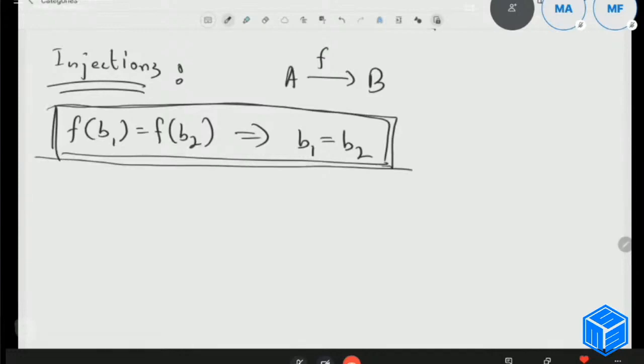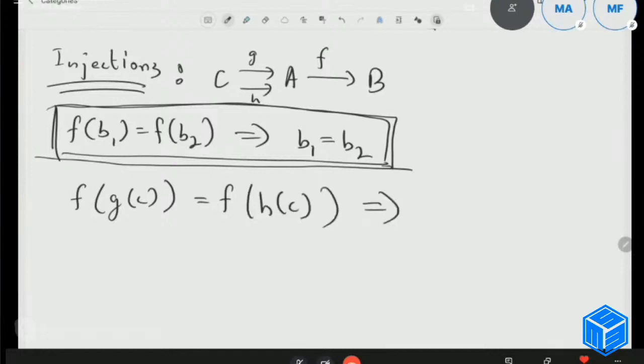Can we translate this to the language of functions and composition somehow? What if we have two maps going into A, like G and H, from some set C, and what if we have F of G of C equals F of H of C? Can we say anything about that? Oh wait, B1 and B2 are part of A, right? Yeah, the domain of F should be A. Okay, yeah, there you go.